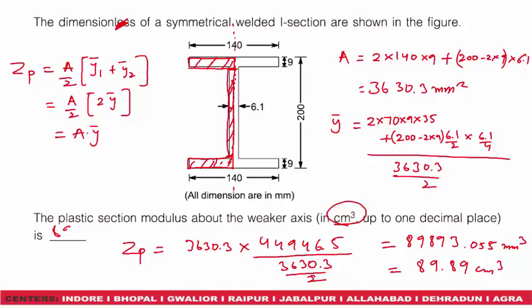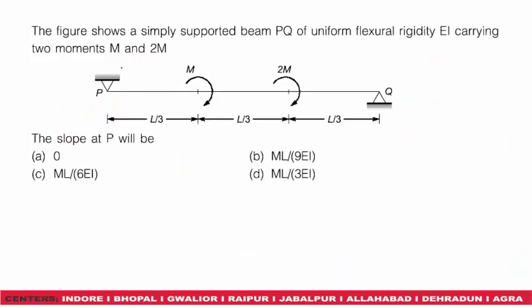The next question is, the figure shows a simply supported beam PQ of uniform flexural rigidity EI carrying two moments M and 2M. The slope at P will be. Now to determine this, we can use conjugate beam method. So first of all, we should solve for the bending moment diagram of this beam. Since the two ends are hinged, moment at this point will be 0, moment at this point will be 0.